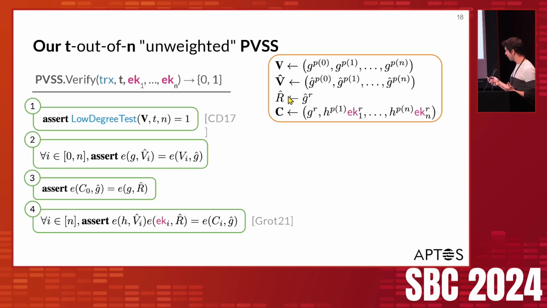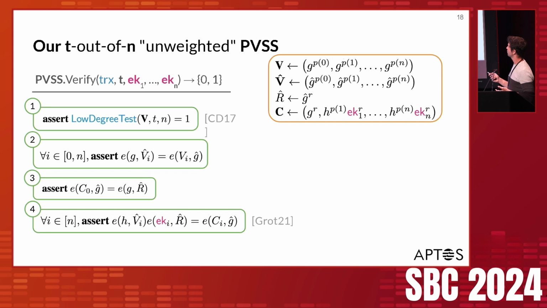And lastly, using a pairing, we're going to check that the El Gamal ciphertext encrypt the same P of I's that are in these commitments. And I'm not going to explain why this works. I do have a slide in the appendix if you want to see intuition for why this works. And there will be a link to the slides later on.